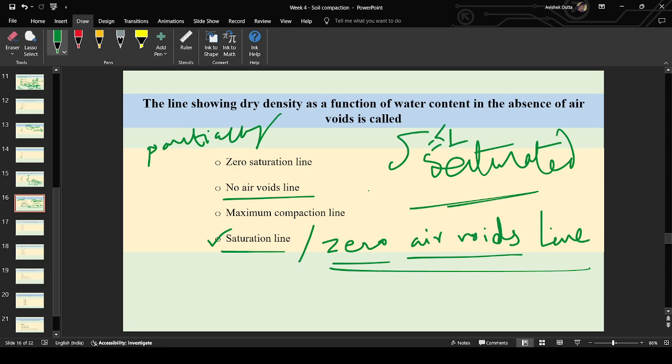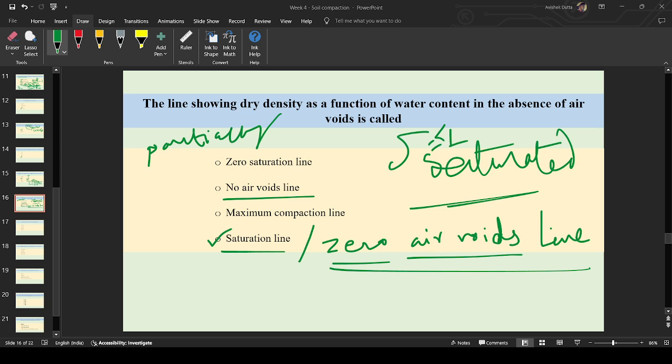If the answer is given as 100% saturated, we can take that also. Yes, but if here I had mentioned 100% saturation line, then that is not what it is called. Yes, sir. Understood. That was the concern. Okay, fine.